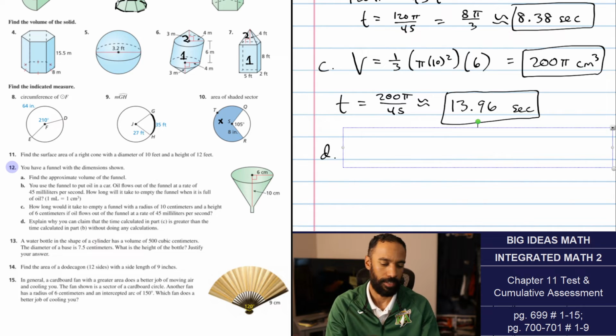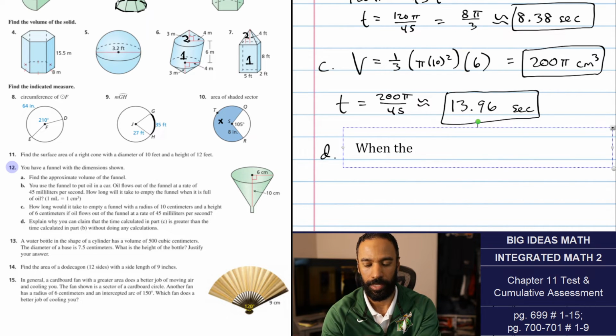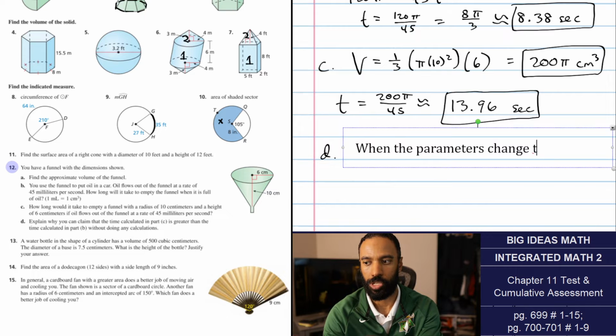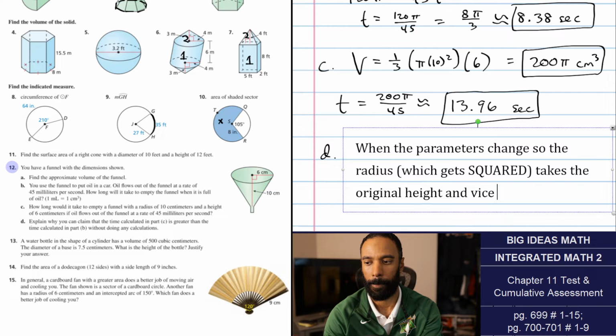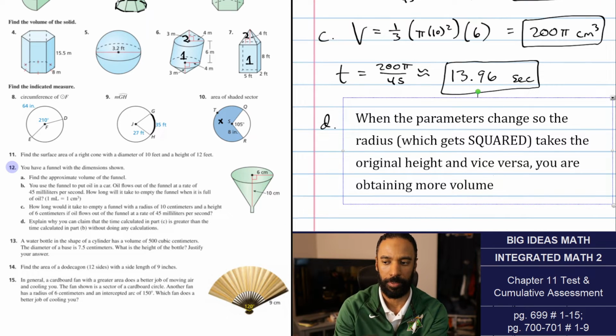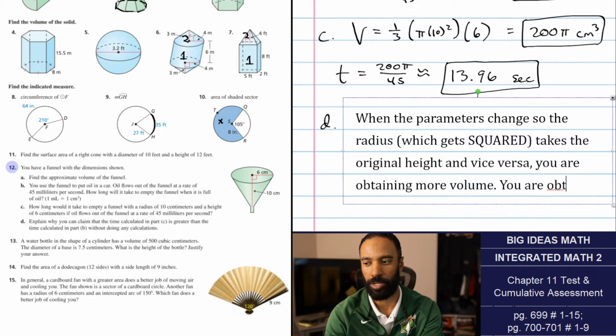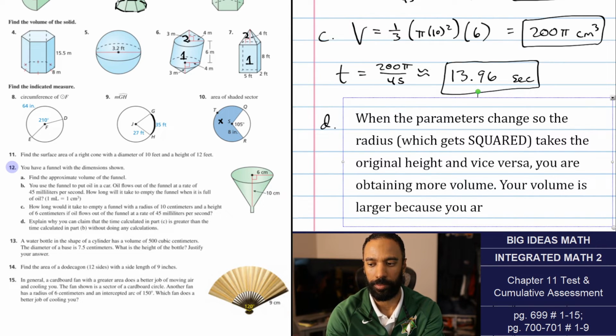The 10, when the parameters change, so the radius, which gets squared, takes the original height and vice versa, you are obtaining more volume. You obtain more volume because you are squaring a larger number. I'll just say that. Your volume is larger because you are squaring a larger number.